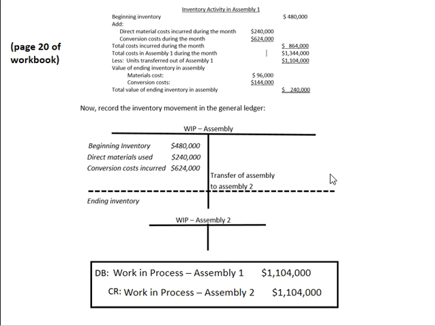Now, if we take a look at the T accounts, we had a beginning inventory of $480,000. We also had direct material costs incurred during the month that were charged to work in process.